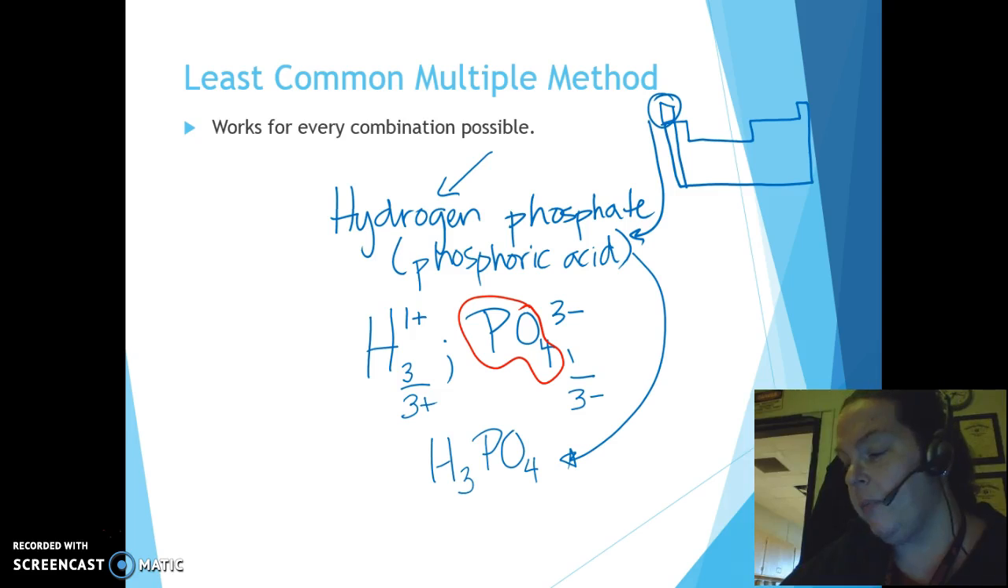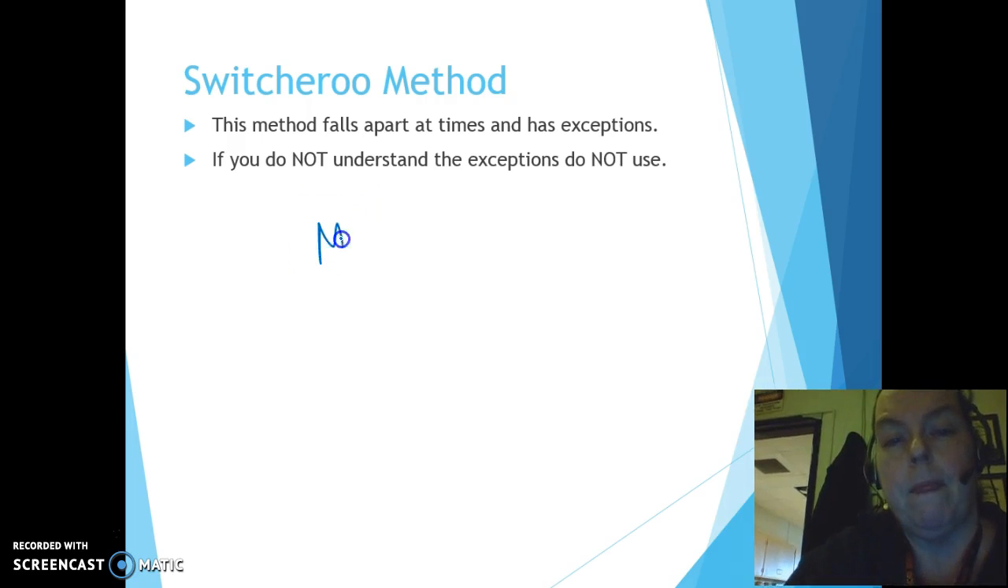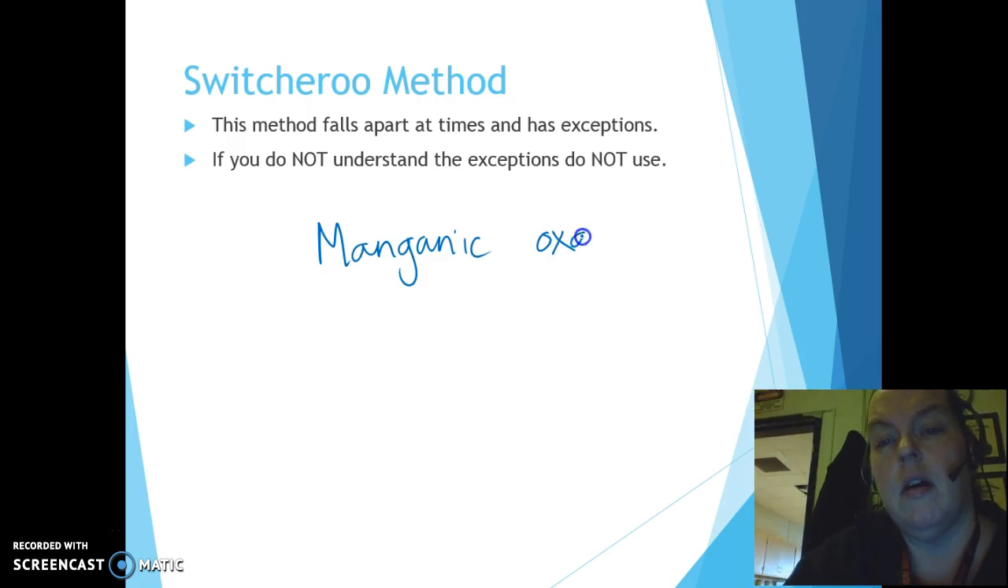So one more example here. Let's see if we can come up with another example to do in the next one. Okay. So the switcheroo method, remember, it falls apart in places, and if you don't understand it, we can't use it, but let's see if we can use it for this one. Manganic oxalate.